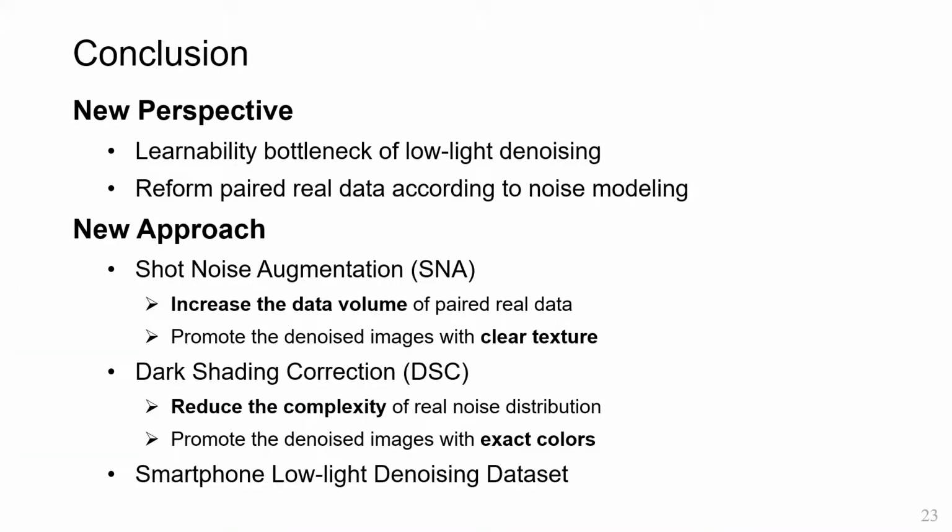In this paper, we analyzed the learnability bottleneck of low-light denoising. Based on the analysis, we decided to reform paired real data according to noise modeling. First, we proposed shot noise augmentation. It can increase the data volume of paired real data, which will promote denoised images with clear texture. Secondly, we proposed dark shading correction. It can reduce the complexity of real noise distribution, which will promote denoised images with exact color.